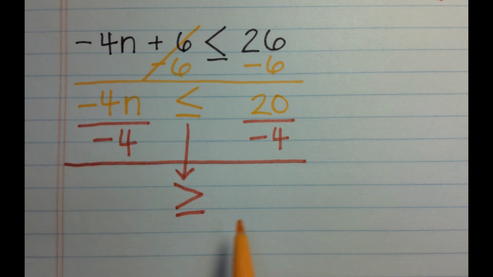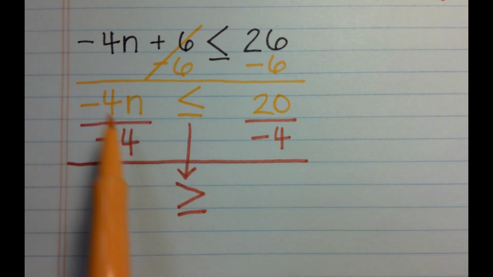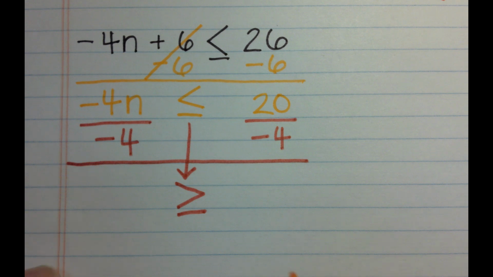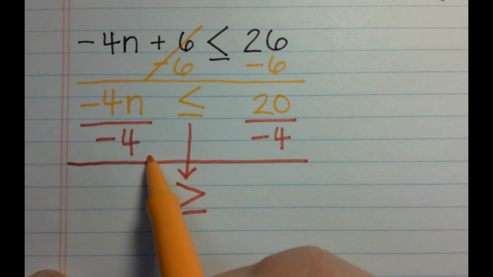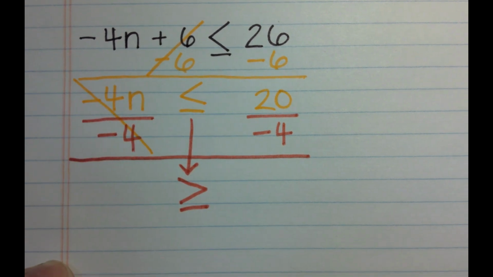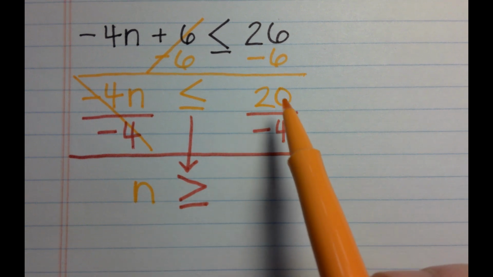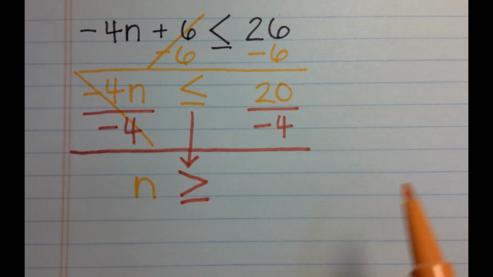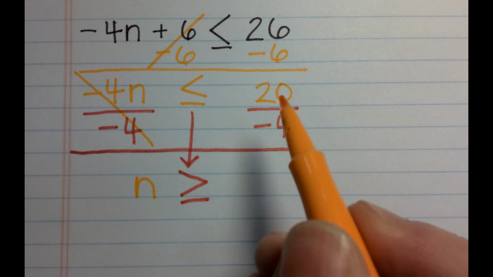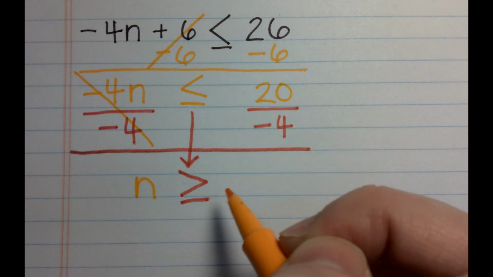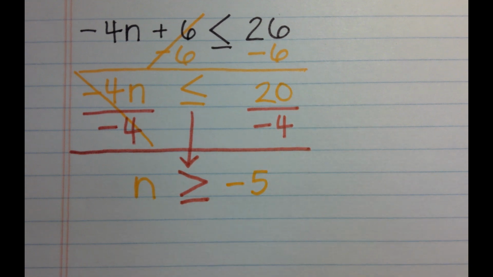Now let's finish this problem out. What happens on my side with the variable, -4? They cancel. My -4's cancel, which leaves me with just n by itself. We flipped our sign. And what is 20 divided by -4? Oh, 20 divided by -4. You're right. -5.